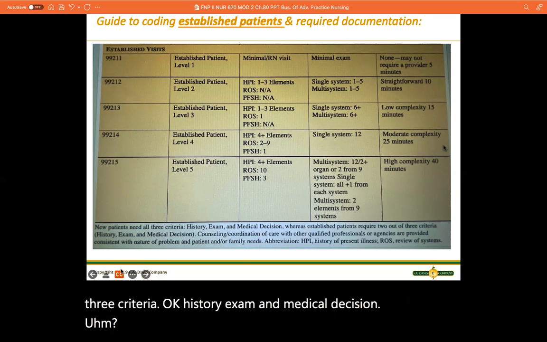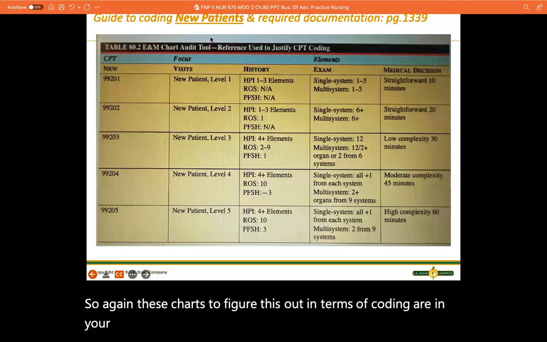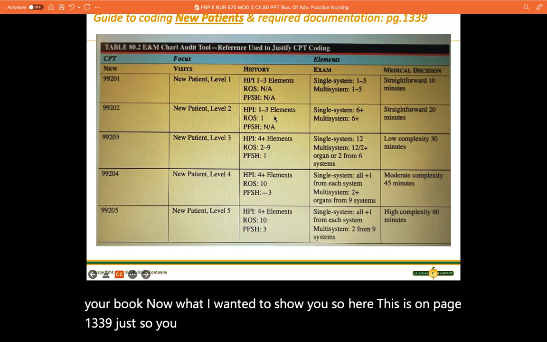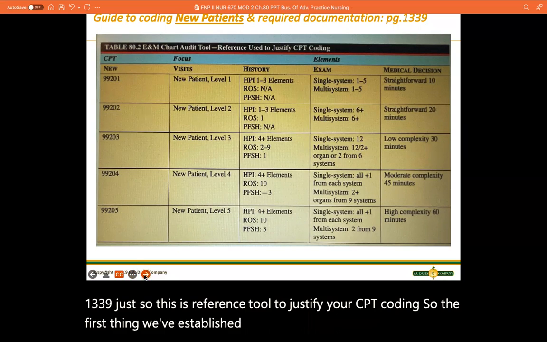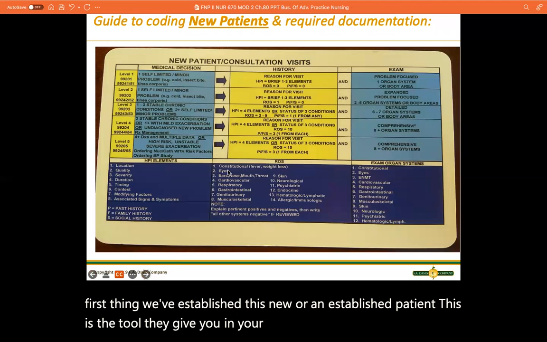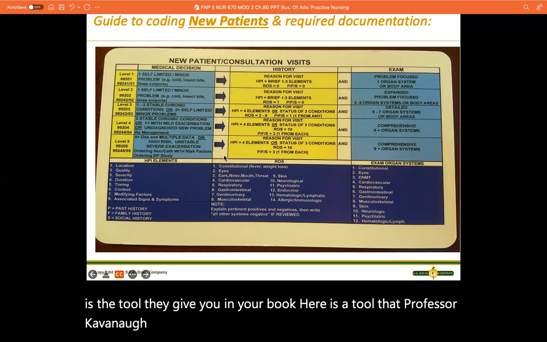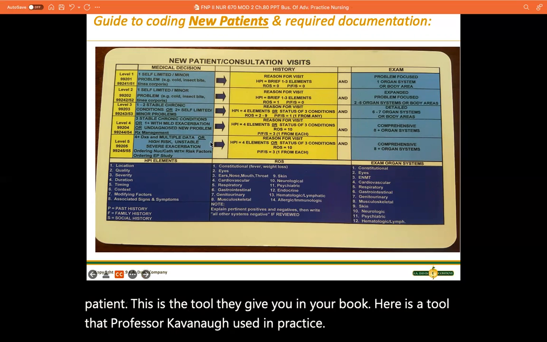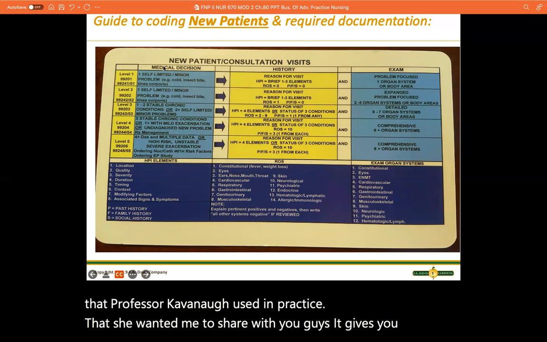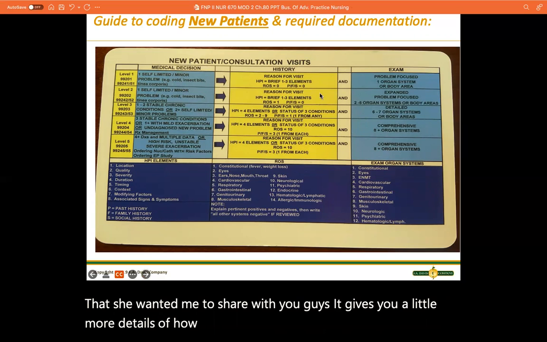So again, these charts to figure this out in terms of coding are in your book. Now, what I wanted to show you, here on page 1339, is a reference tool to justify your CPT coding. So the first thing we've established is new or established patient. This is the tool they give you in your book. Here is a tool that Professor Kavanaugh used in practice that she wanted me to share with you. It gives you a little more detail of how you're making your medical decisions and what exactly you're documenting.